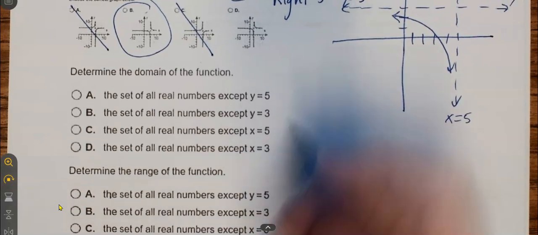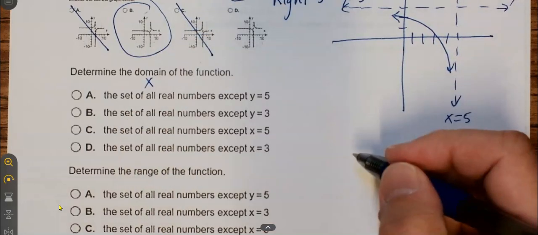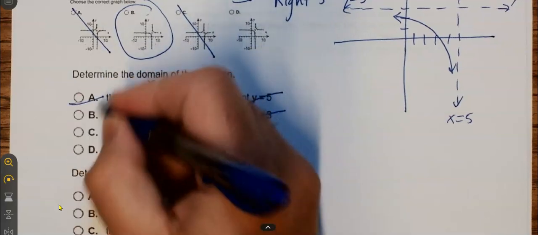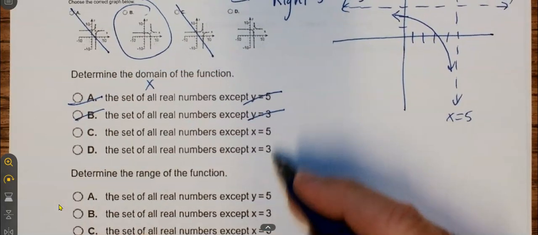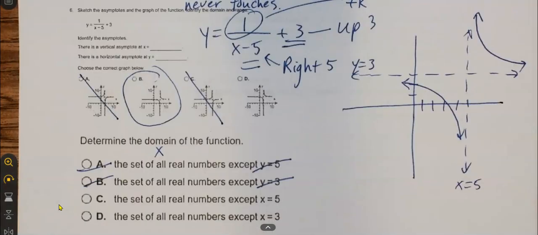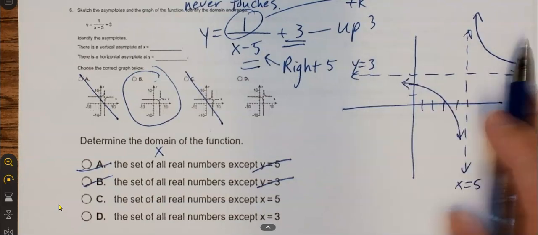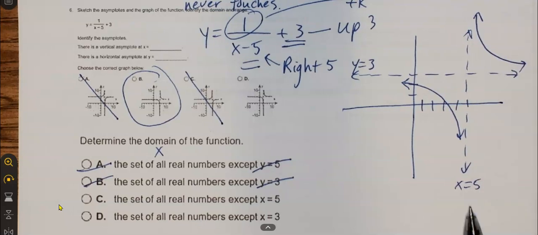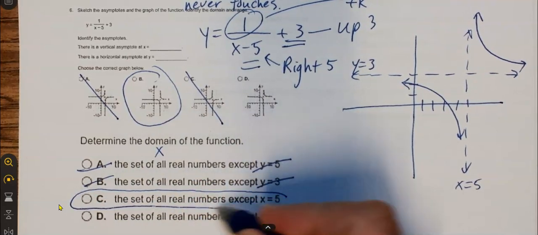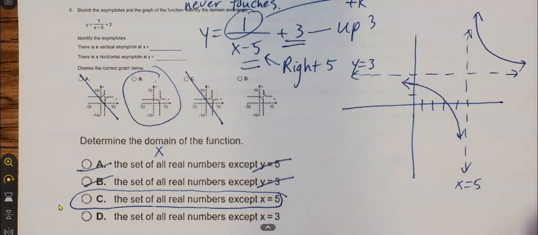So, what's the domain? Well, first of all, remember domain is x. So, you couldn't be that one and it couldn't be that one. So, A and B are definitely out. So, it's really down to C and D. Which one do you think it should be? Which one says everything except for the asymptote? That is letter choice C. Everything except the asymptote.